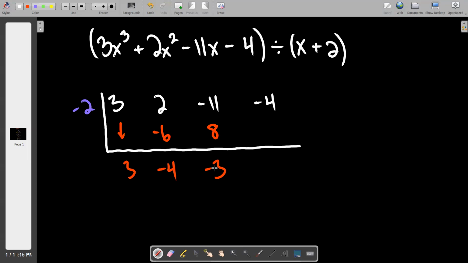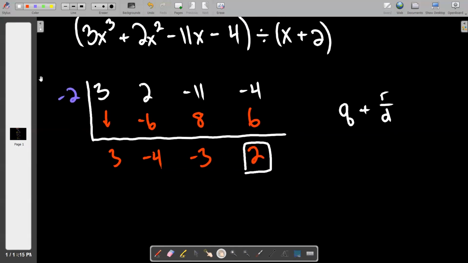What is -2 times -3? It is not -6. It's +6. And what's -4 plus 6? It is +2. You'll notice this time that we do have a remainder, and that's okay. So we're going to still do what we've always done. We're still going to write our answer as quotient plus remainder over divisor. So what is the quotient part of this going to be?